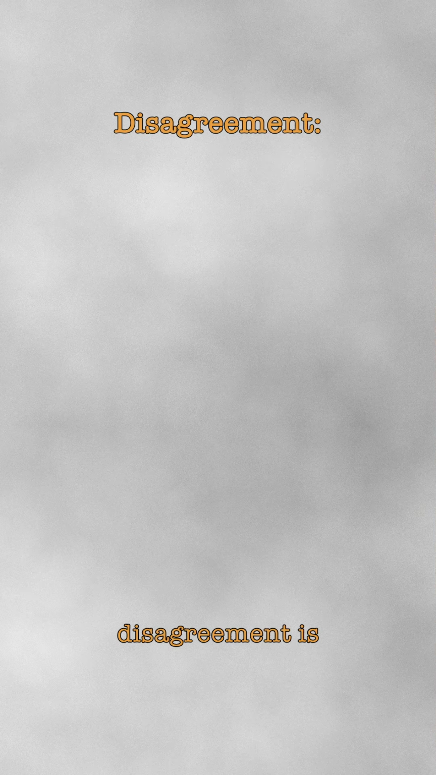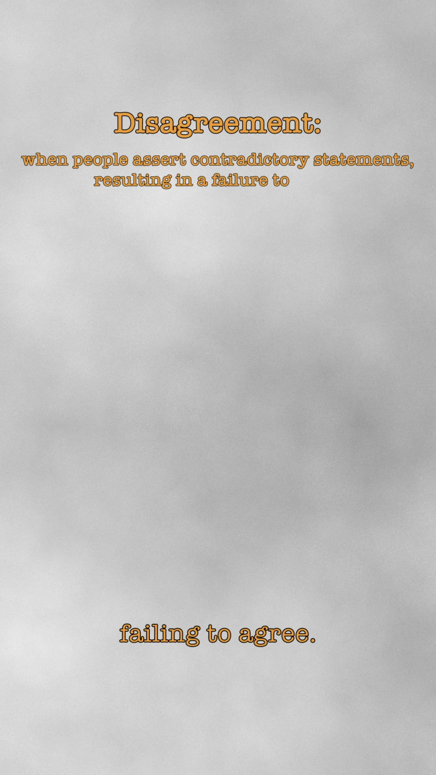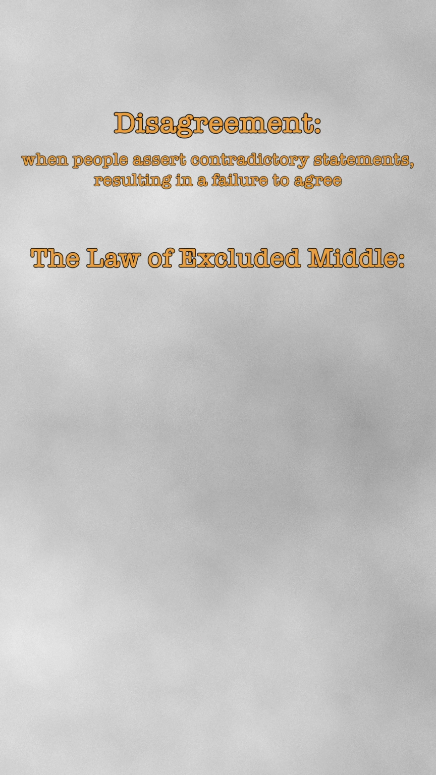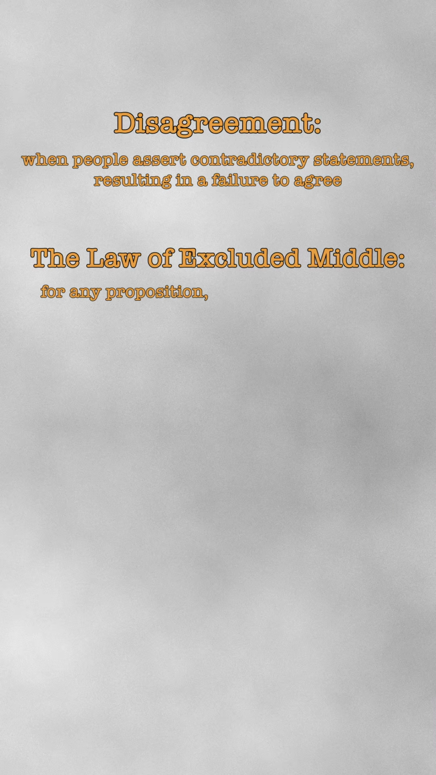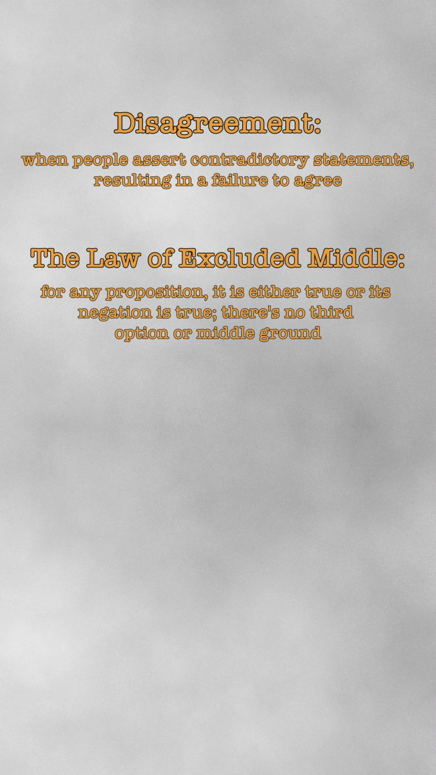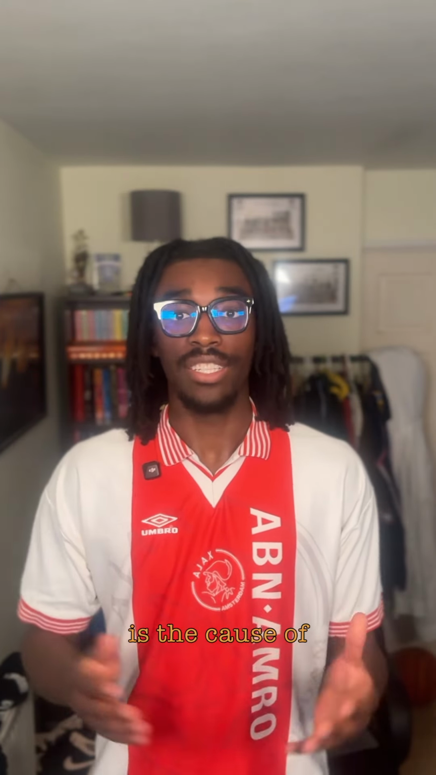Anyway, a disagreement is just where people assert contradictory statements that result in them just failing to agree. Now, if we accept the law of excluded middle, which is widely accepted across philosophy, then for any proposition, either it is true or its negation is true. There is no middle ground or third option. That means that in theory, in any disagreement, somebody's assertion is faulty, and that is the cause of the disagreement.